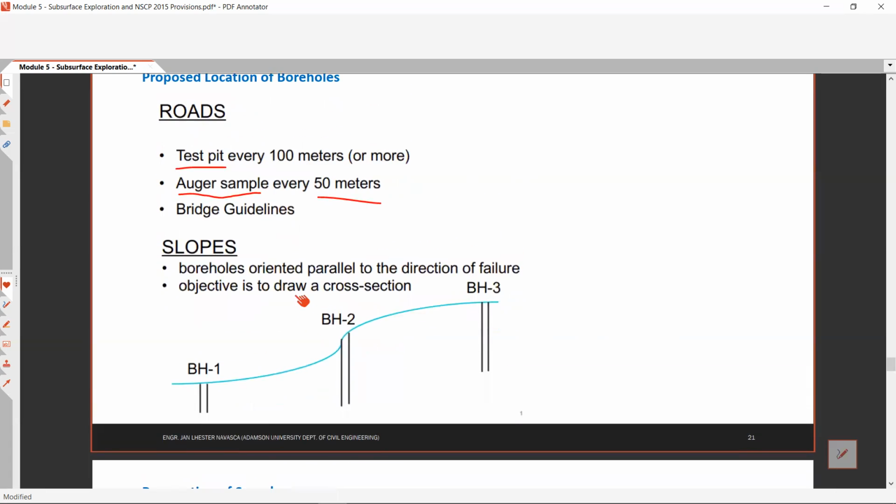For slope soil, if boreholes are oriented parallel to the direction of the failure, the objective is to draw the cross section. So for example, this is your slope soil. You need to use this one, then again this one, like drawing in a linear line. Depending on the change of curvature, that is where you place the borehole locations.